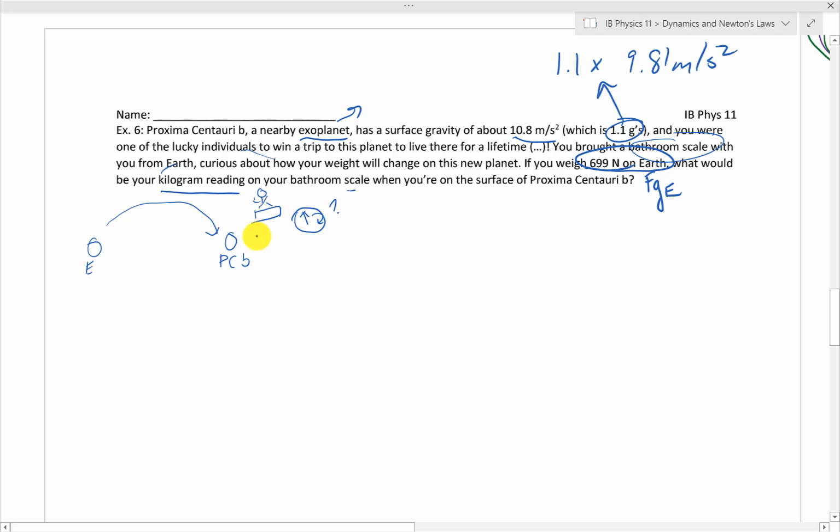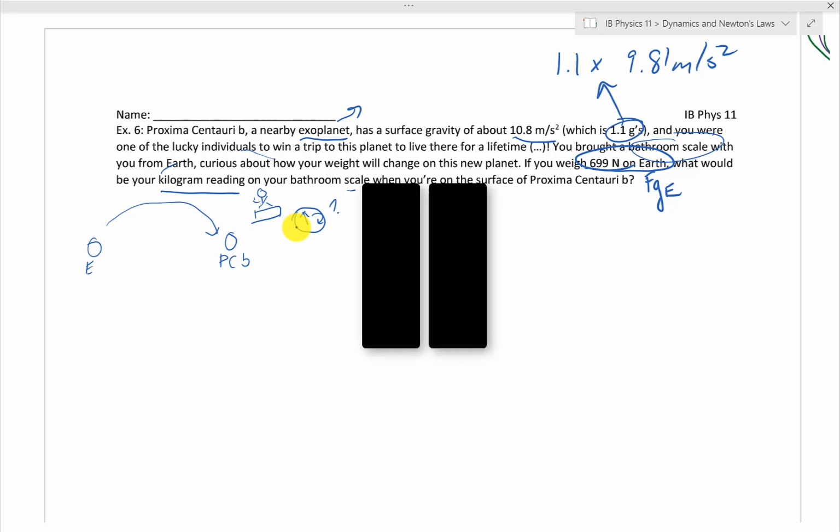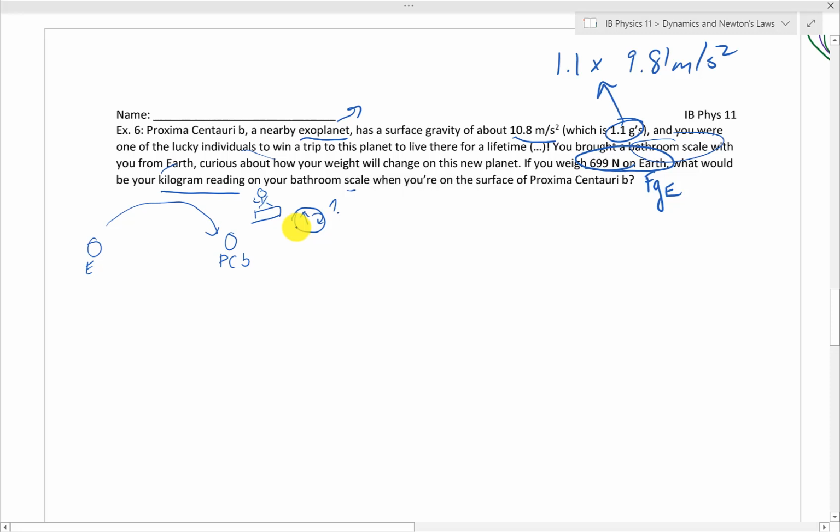So you take your bathroom scale onto Proxima Centauri b. What would you read on that scale, assuming this scale reads in kilograms? That is what the question is asking for. This is kind of using the problem before a little bit to help you with this one. Good time to pause your video and I will play the solutions on fast play. Okay, and here I go.